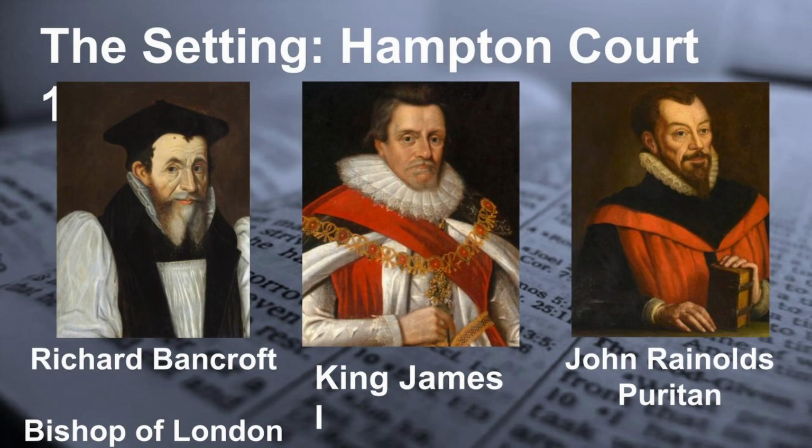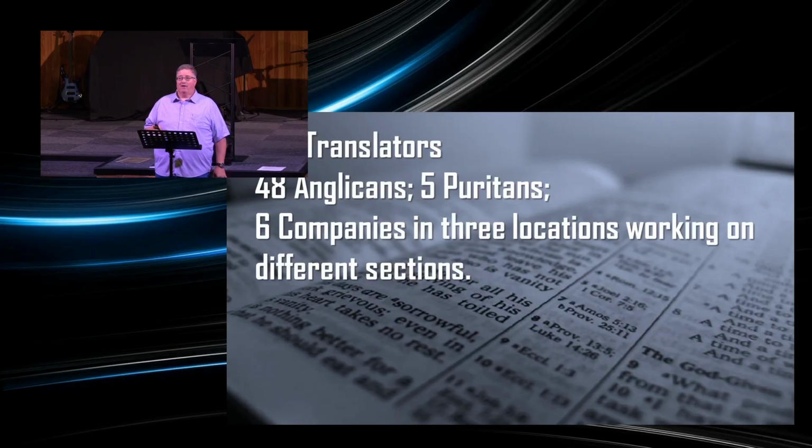So these were the complaints. And so King James was like, yep, this is great. Let's have a new translation. And so Bancroft, he is the one that got to pick the men on the committee. And so on the committee were 48 Anglicans and 5 Puritans.